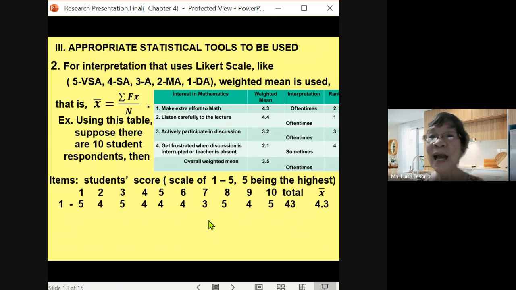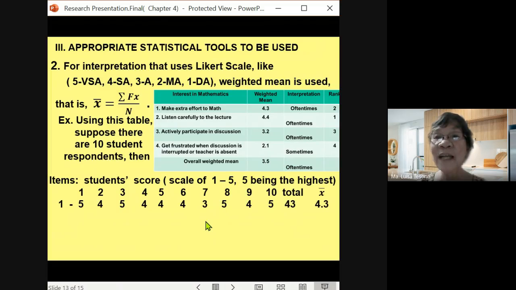Okay? Now, the next row column is 43. How did we get 43? We add all the scores. 5 plus 4 plus 5 plus 4 plus 4 plus 4 plus 3 plus 5 plus 4 plus 5. And the total is 43.